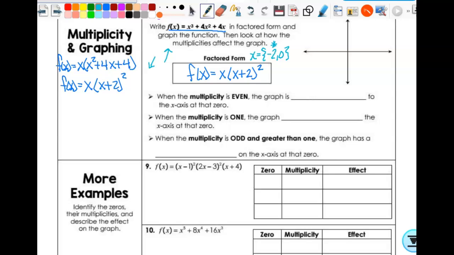All right, so we're going to graph this. Go 1, 2, 3, 1, 2, 3. I plot -2 and 0. So I know I start down. I'm going to bounce on -2, and then I'm going to go up like this, so it'll look something like this. Ooh, that is a little sharp. Something like that.